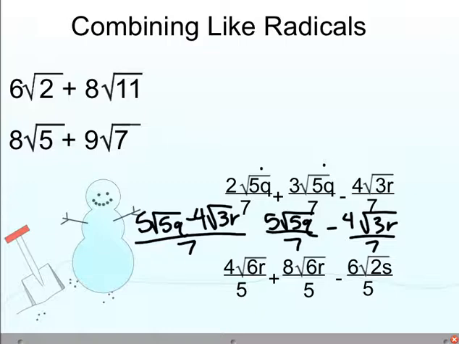Same idea with the last one. Those root 6r's can be combined to 12 root 6r, but we can't combine it with the minus 6 root 2s, but they are all over 5. Okay?